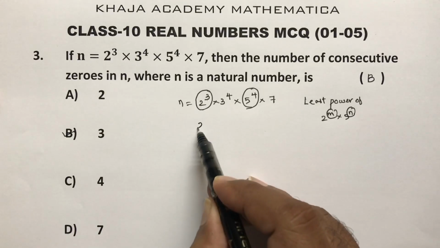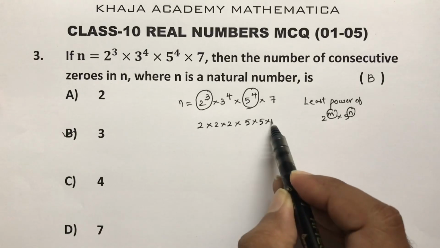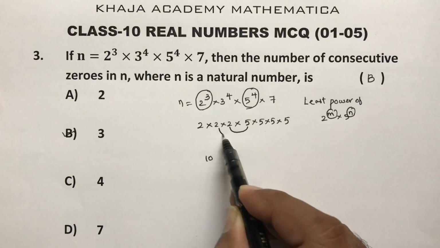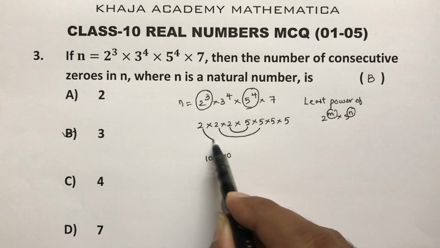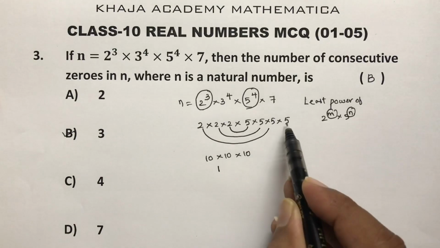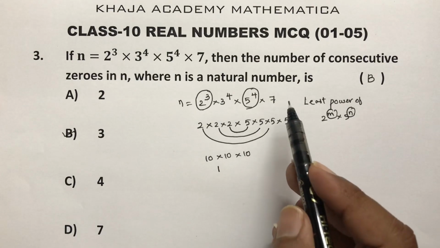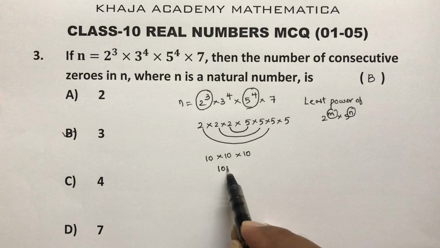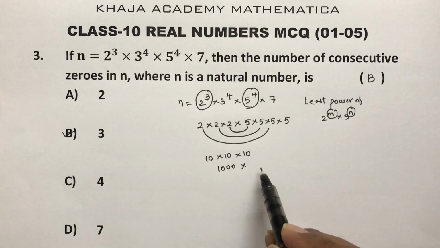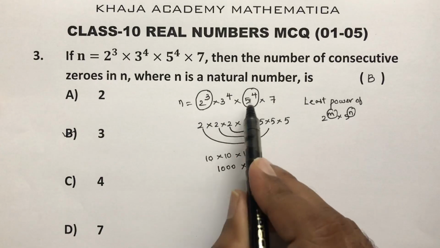Why? Because if I take 2 into 2 into 2, and 5 times 5, 4 times. 2 into 5 is 10, 2 into 5 is 10, 2 into 5 is 10. So 10 into 10 into 10. One more 5 is extra, but if you multiply 5 with 7 or with 3, you will not get 0. So 10 into 10 into 10 is 1000, and if you multiply by 7, you get 7000. So you will get only 3 zeros. So in 2 and 5, see the least power.